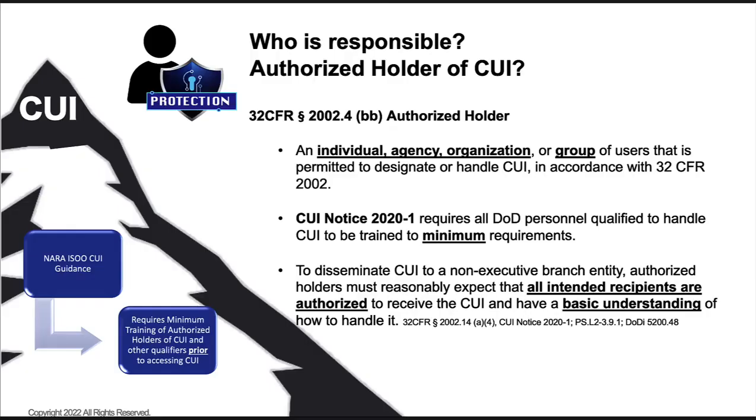So who's responsible for applying these five principles of safeguarding CUI to our environment? Well, that's us, because we are authorized holders by definition underneath 32 CFR. Remember that an authorized holder, as we learned from the CUI fundamentals course, is an individual or an organization or group of users that is permitted to designate or handle CUI in accordance with 32 CFR. So we have to fulfill our responsibilities as an authorized holder, apply these five principles for safeguarding CUI to our environment so that we can meet all the responsibilities related to those requirements.